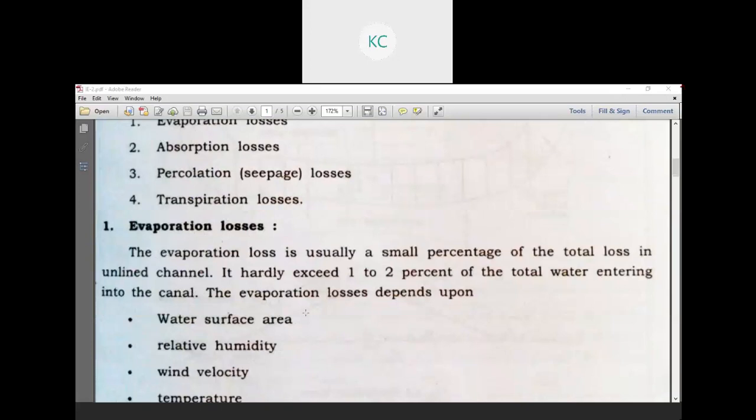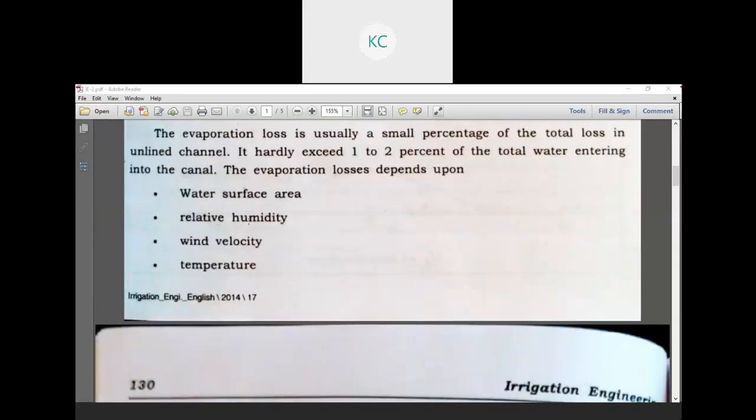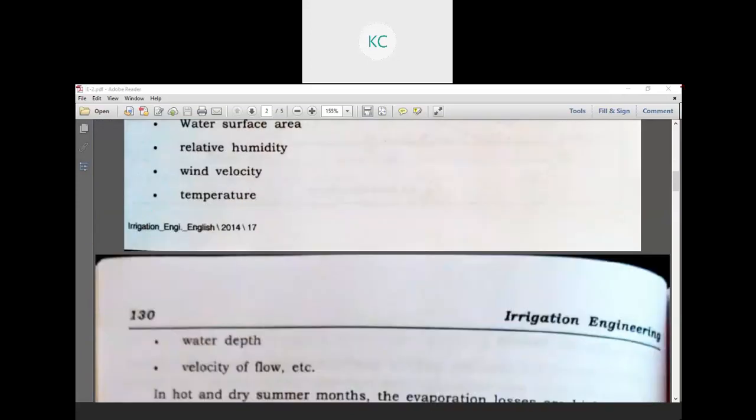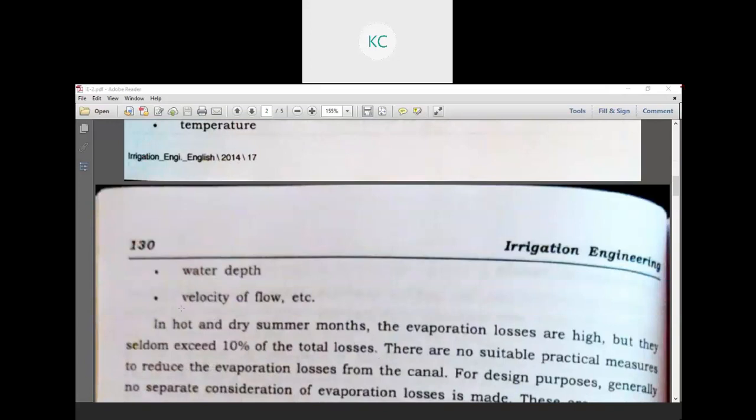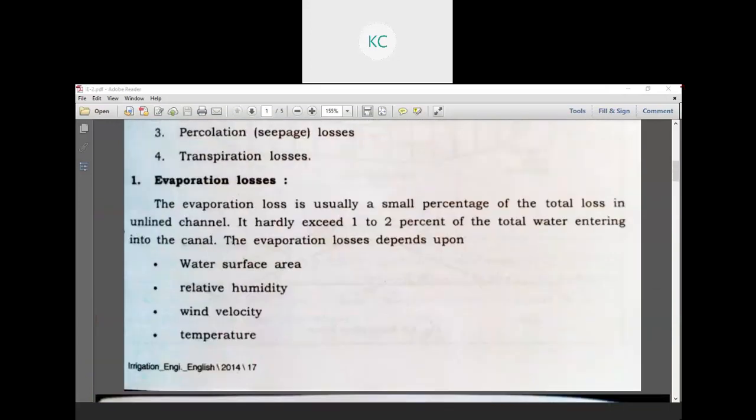The evaporation losses depend upon the water surface area, relative humidity, wind velocity, temperature, water depth and velocity of the flow. Evaporation is the water that turns into vapour in the hot season and escapes. Evaporation loss is hardly 1 or 2% of the total water entering the canal.